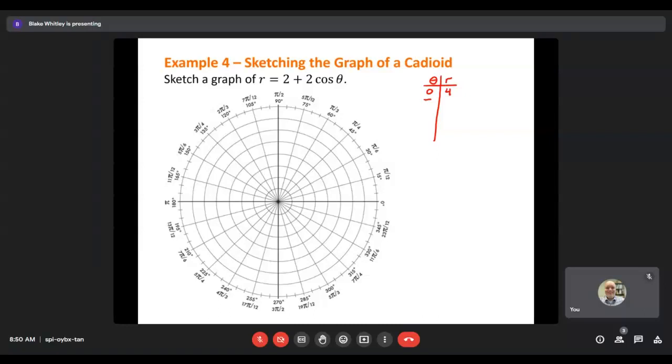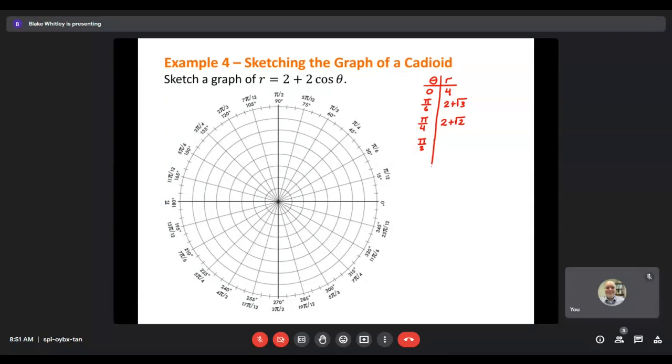And we'll do pi over 6. Cosine of pi over 6 is square root of 3 over 2. And so 2 times that is square root of 3, plus 2. We get 2 plus the square root of 3. And again, we're going to have to approximate these, right? So if you want to go ahead and get decimals for these values, that's perfectly fine also. So feel free to use a calculator on these. Pi over 4. Cosine of that, square root of 2 over 2. Multiply that by 2, we get square root of 2 plus 2. So 2 plus the square root of 2.